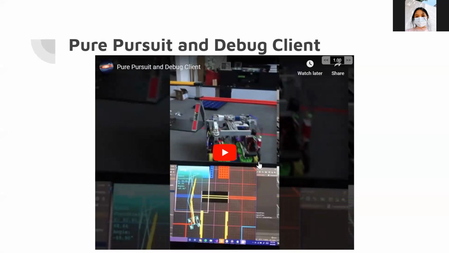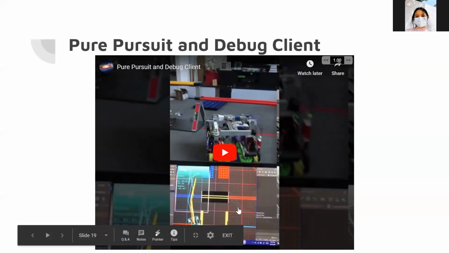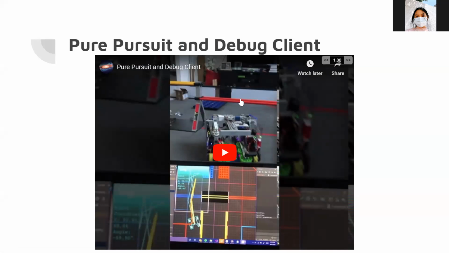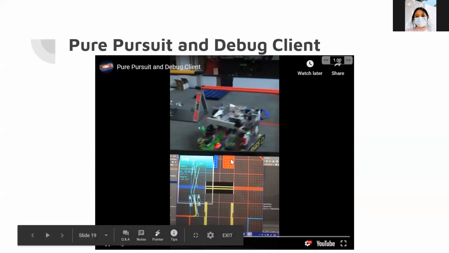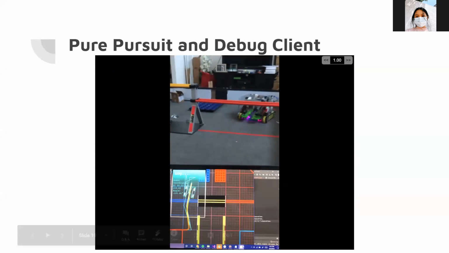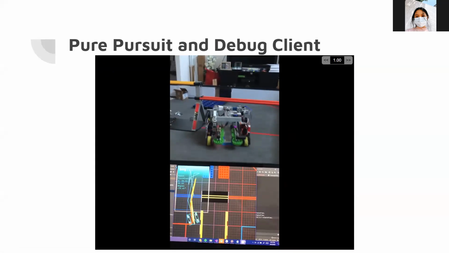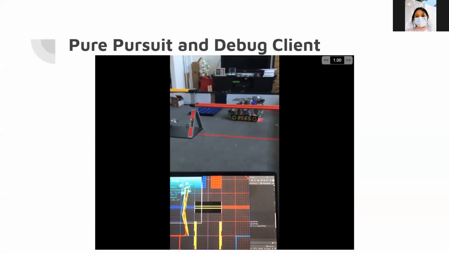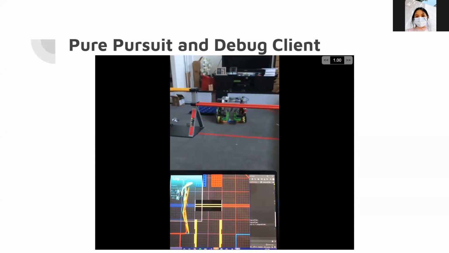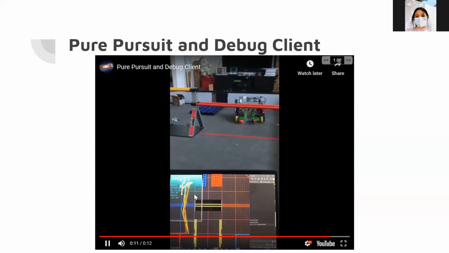And then here's the simulator in sync with our real life robot. What you're about to see is the simulator, which I'm running by itself, and then the robot is running the same Pure Pursuit code. So these both have the same code. It's just one of them is running with simulated physics, and one of them is running with real physics. As you can see, the simulator and real life match up pretty closely.